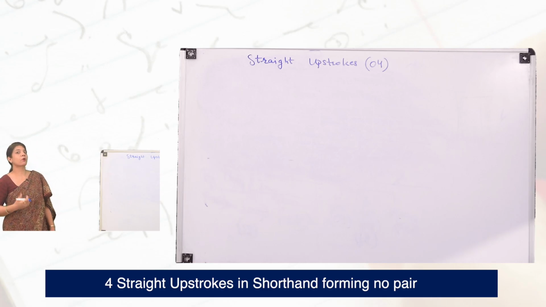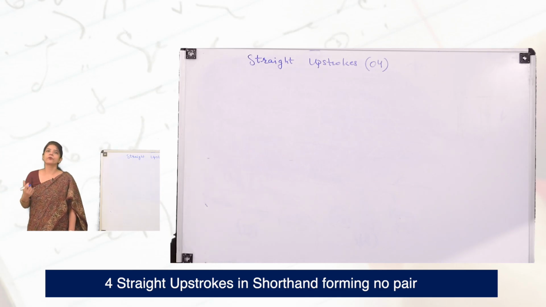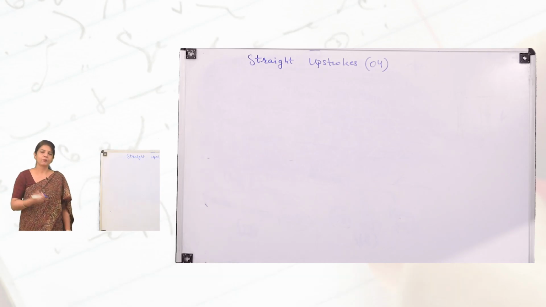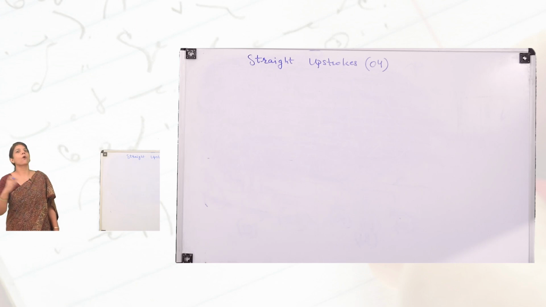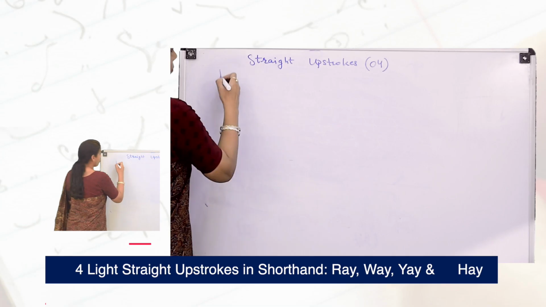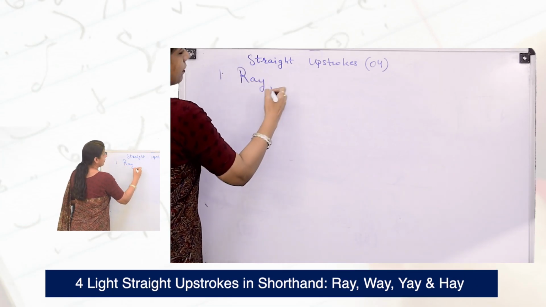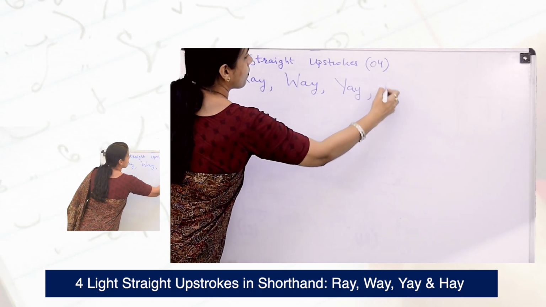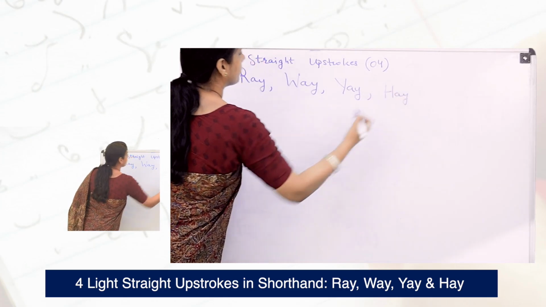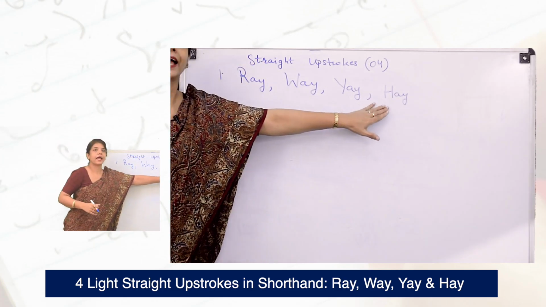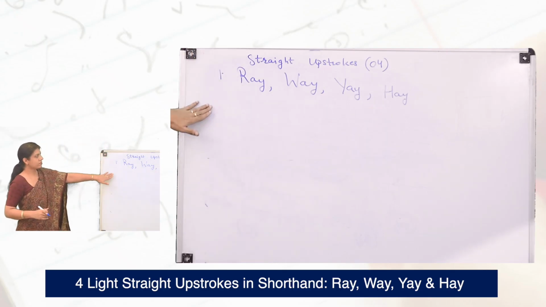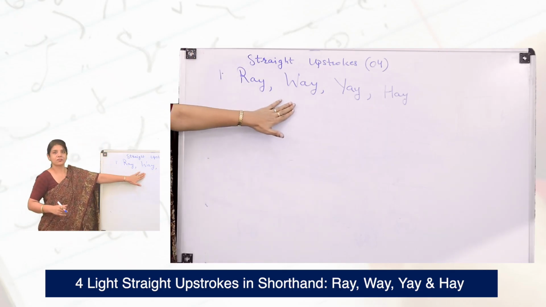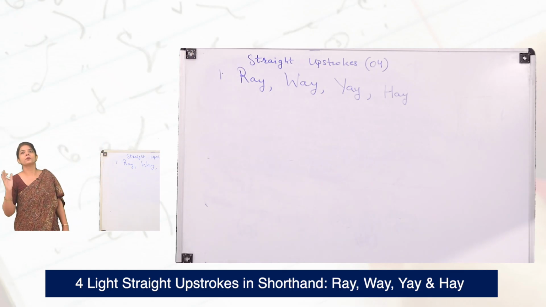And the most important thing to learn is that they don't form any pair. Why? Because all four have independent outlines and they all are termed as light consonants. So we have re, ve, ye and he. As I just said, these are all light consonants and they don't form any pair.